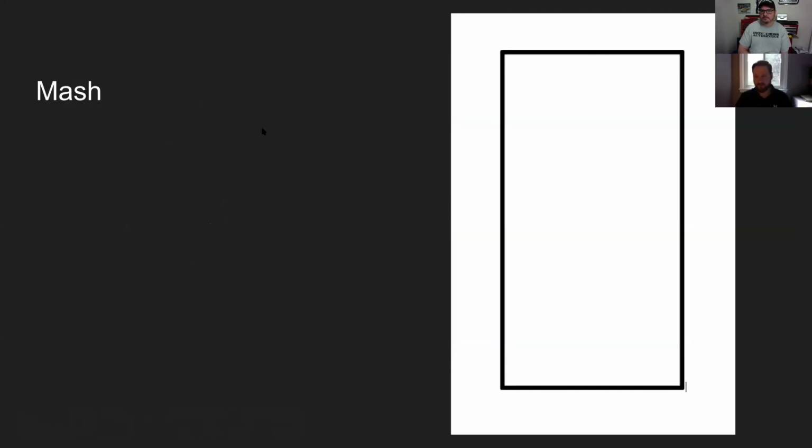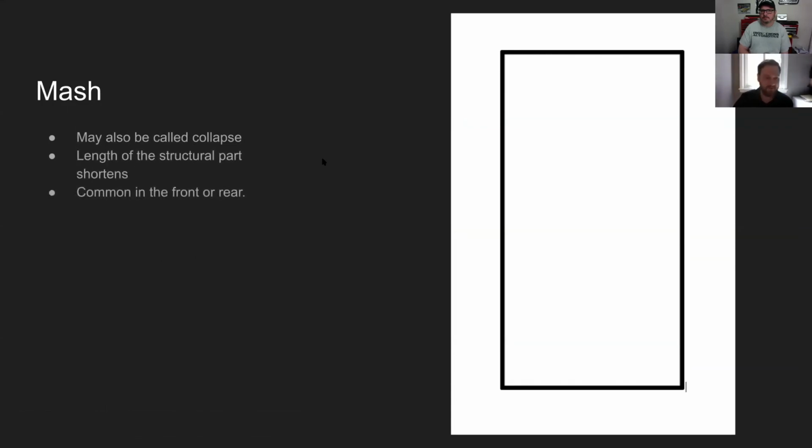So let's talk about our first frame damage here. And that is the mash condition, the most common condition you'll probably find when you start doing any kind of frame damage analysis. It may also be called the collapse condition. And basically what it is, the length of the structural part shortens. So it could be in the front, could be in the rear. But basically, the length is out of specification. Easy to identify, because if you look at the damage, things are pushed back or pushed forward.